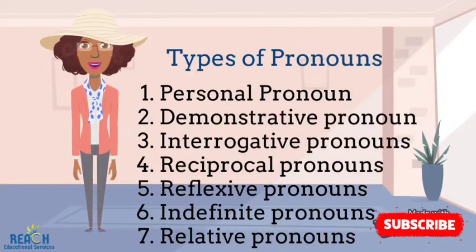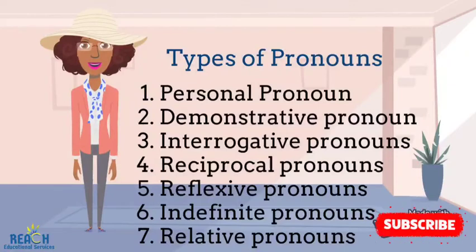Second one, demonstrative pronoun, is used to point us to a specific person, a specific place, a specific thing or idea. So you'd use words like this, that, these, and those. Then you have the interrogative pronouns, which introduces a question like who, whom, which, what, and whose.